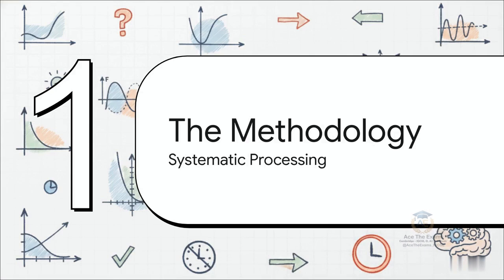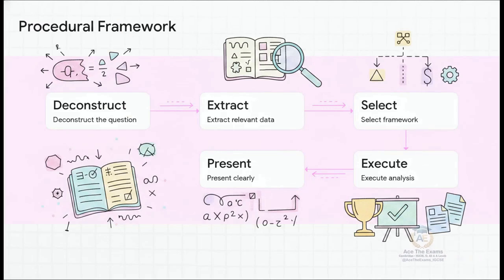Moving right along to Section 2, the methodology, which is all about systematic processing. You can think of this as the strict, standardized sequence you absolutely need to unlock your marks. Every single time you face a 3.8 problem, I want you to follow this exact order. Step 1, deconstruct the question. Step 2, extract the relevant data. Step 3, select your analytical framework, which in this case means separating the variables correctly. Step 4, execute your analysis with crystal clear notation. And finally, Step 5, present your results using the proper mathematical terminology. Seriously, if you memorize the sequence, you'll never freeze up staring at a blank page ever again.